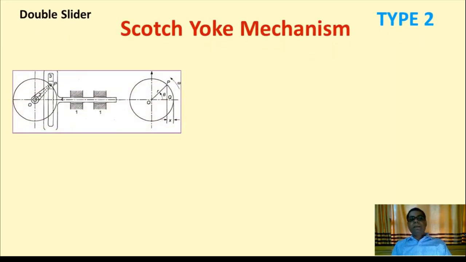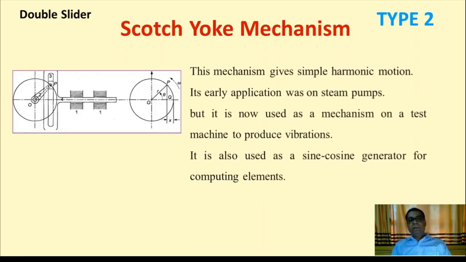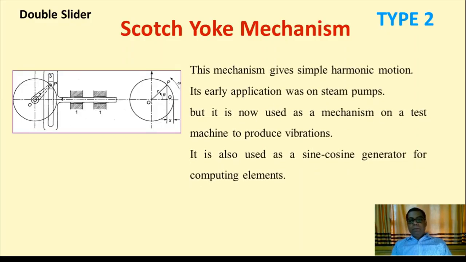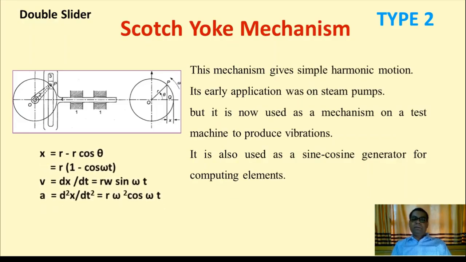The Scotch yoke is a very important type of mechanism where we can see a direct relation between rotary and linear motion. It gives simple harmonic motion. Its early application was in the steam pump. It is now used as a mechanism on a test machine to produce vibration. It is also used in a sine cosine generator for computing elements.